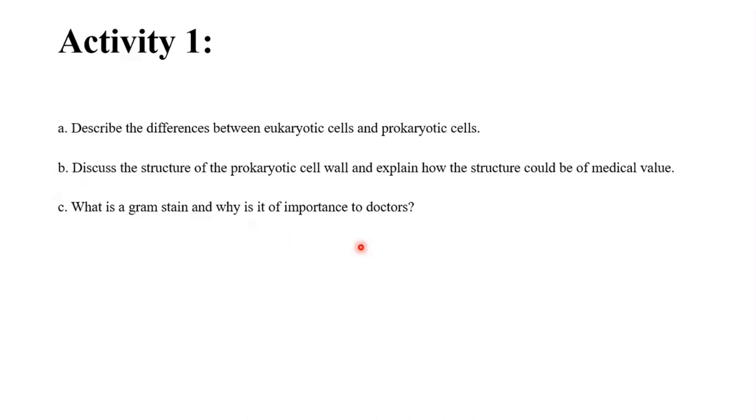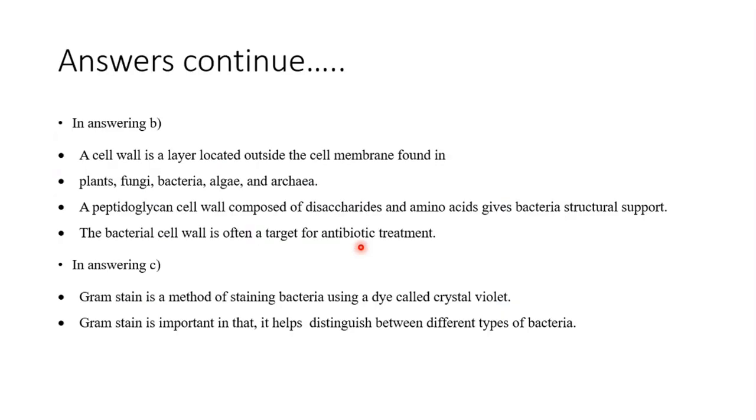Then, what is Gram stain and why is it important for doctors? We talked about this. Gram stain is a method of staining bacteria using a dye. The dye they use is called crystal violet. It's important in that it helps distinguish the different types of bacteria. The Gram stain is important to differentiate between the pink one, which is gram negative, and the purple one, which is gram positive. So that's its fundamental purpose.